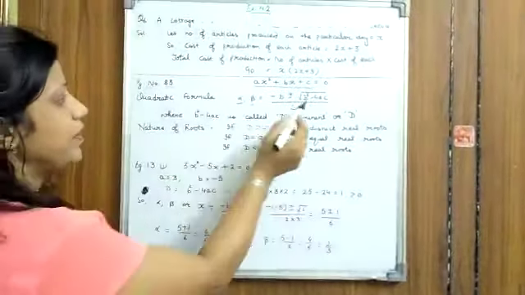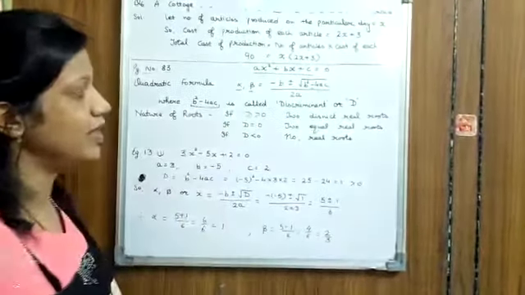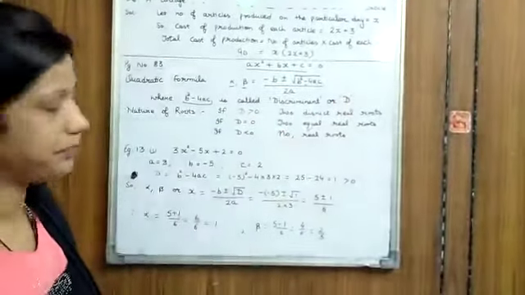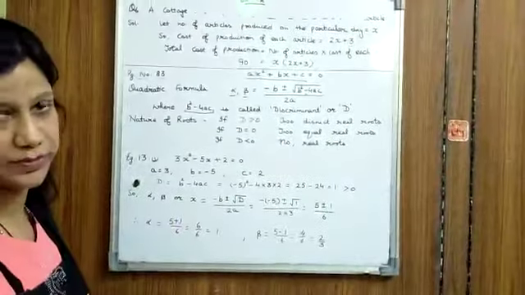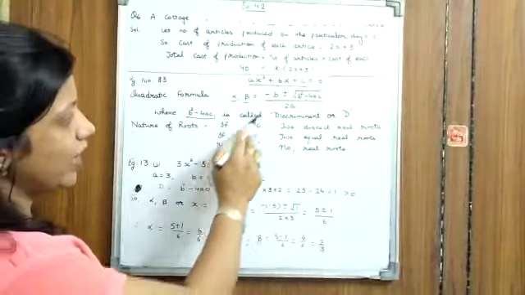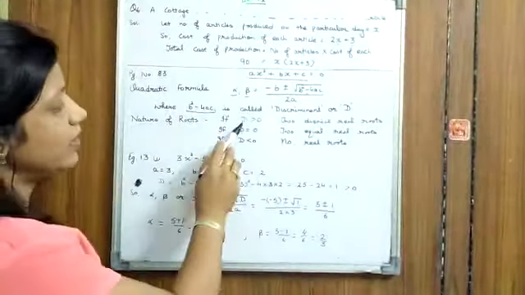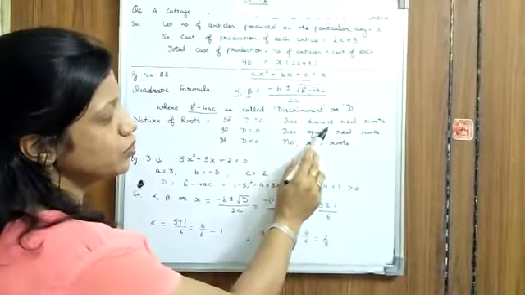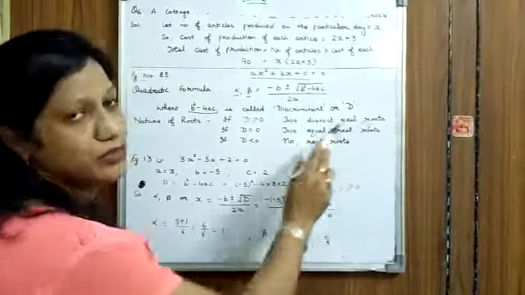Now, what is b square minus 4ac? b square minus 4ac is called the discriminant, and we denote it by D. The discriminant is telling us the nature of roots. What is the nature of roots? If the D value, meaning b square minus 4ac, comes greater than 0, then we are saying the equation has two distinct real roots. Two distinct means two different real roots.